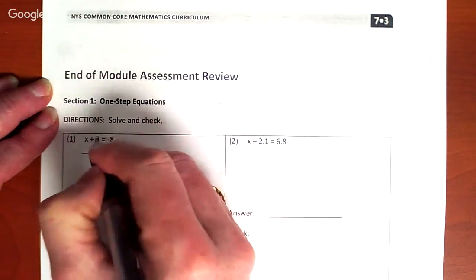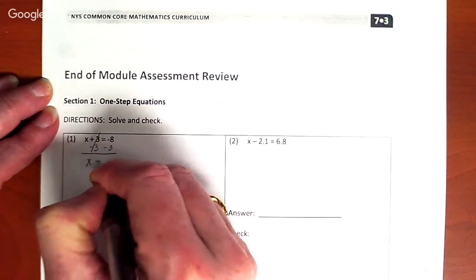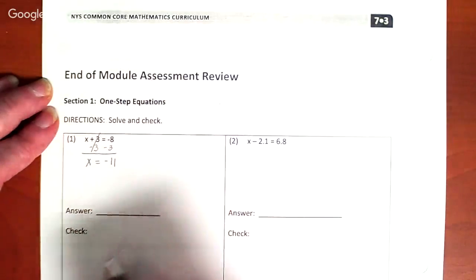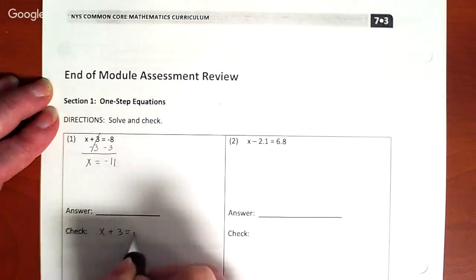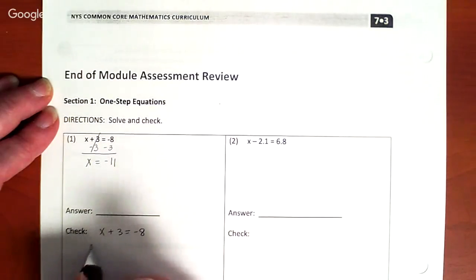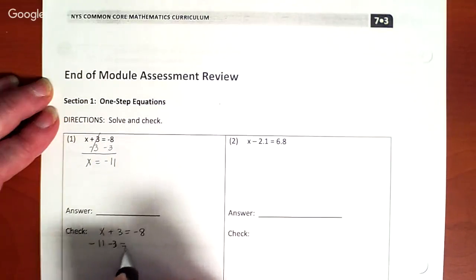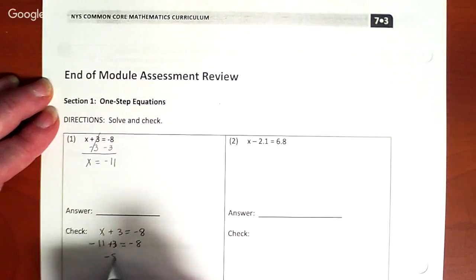Our one-step equations. X equals negative 11. So now we have x plus 3 equals negative 8. Substitute in negative 11 plus 3 equals negative 8. Negative 8 equals negative 8.